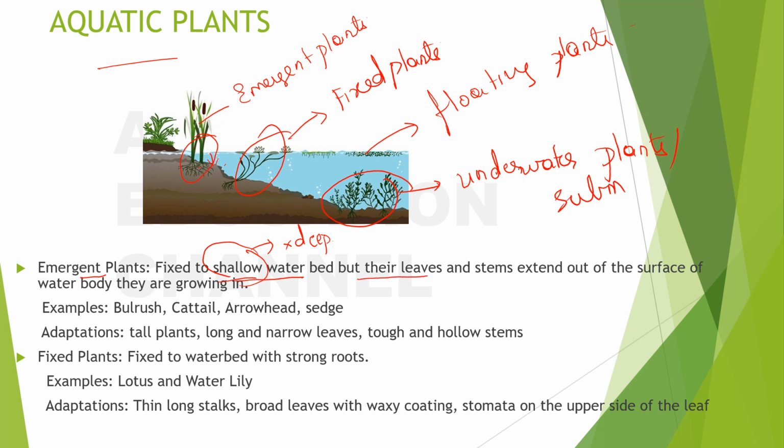but their leaves and stems extend out of the surface of the water body they are growing in, right? The leaves and stems are extending out of the water surface. Okay. Now what are the examples? Bulrush, cattail, arrowhead and sedge.